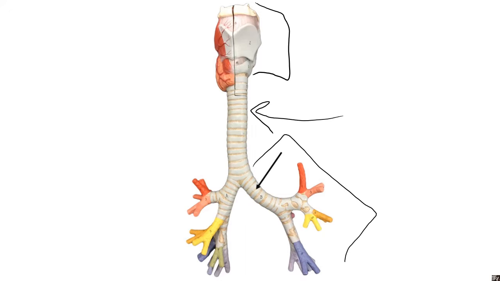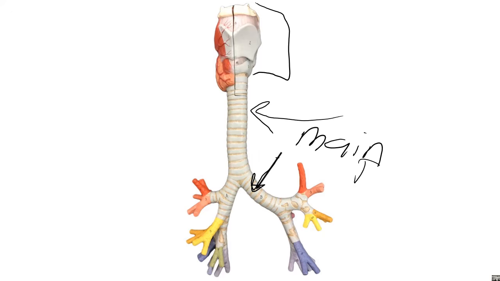Now, I'm not going to ask you bronchial tree. I would ask you specifically for the different levels of bronchi. And there are 3 levels of bronchi. We used to call them primary, secondary, and tertiary, but the specific names for them are, so like this arrow right here would be pointing to the main bronchus.